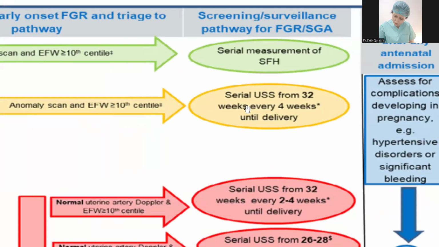In this scenario, you will just do serial scan from 32 weeks, but every 4 weeks. In the high risk category, you were doing fortnightly. Okay, but it was also 32 weeks. However, in this set of women, you will do every 4 weeks, meaning every month.